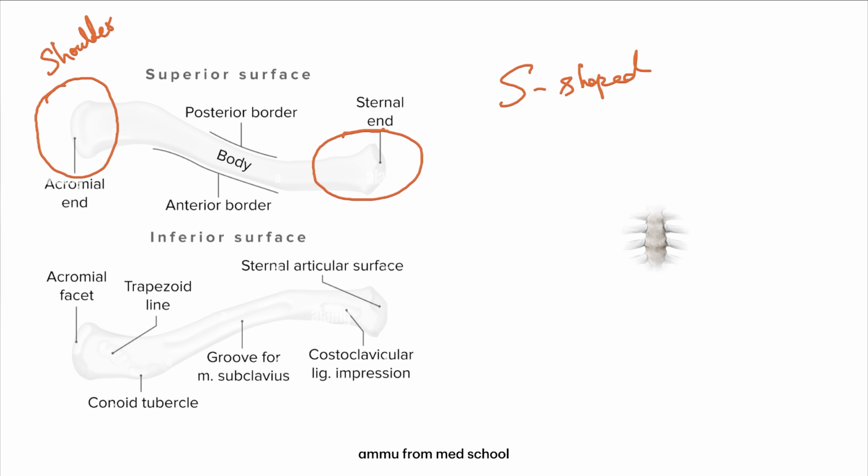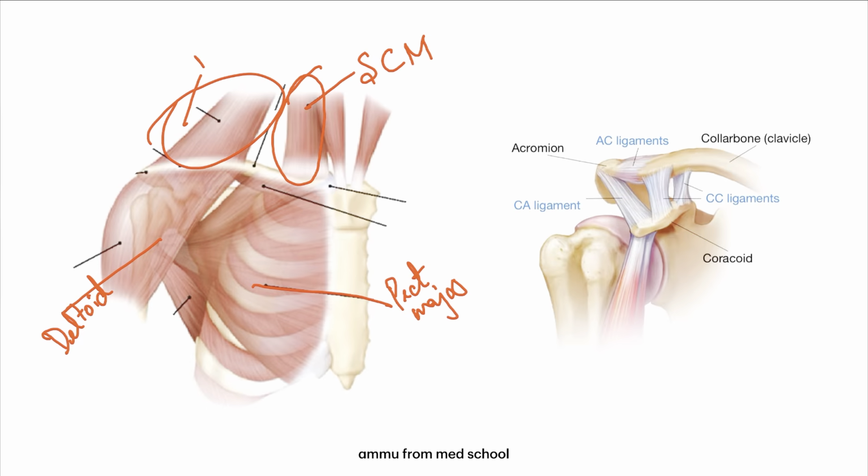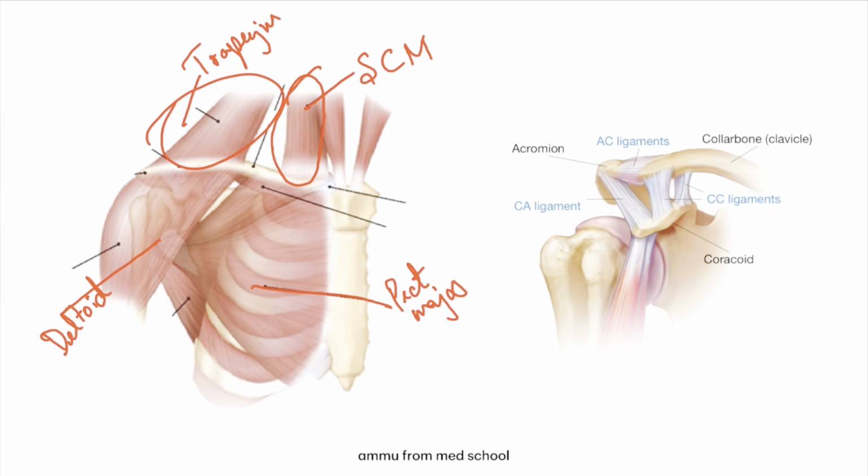As you can see in this picture, this is the clavicle where the medial end is articulating with the manubrium of the sternum and the lateral end is articulating with the acromion, forming the shoulder joint. As I told you about the muscle attachments, you have sternocleidomastoid medially. In the middle you have two, lateral and medial. Laterally you have the deltoid, medially you have the pectoralis major, and the posterior muscle group is the trapezius. So this is all you want to know about the muscles.